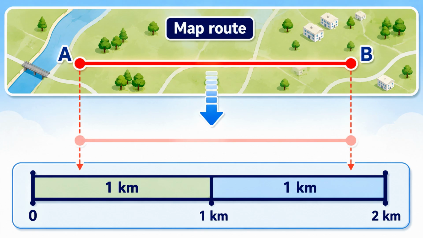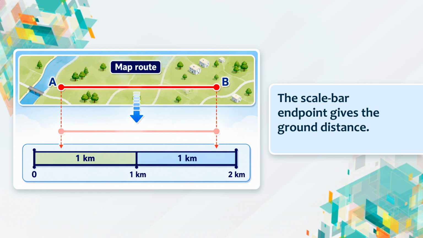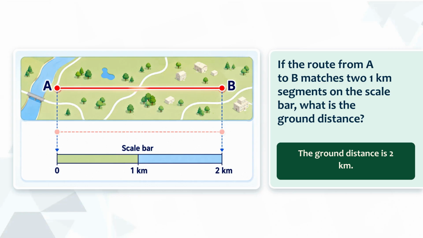Compare the route with its marked sections first, then read the ground value at the matching endpoint. Two equal 1 kilometer sections give 2 kilometers. Watch where the matched line ends. The scale bar endpoint gives the ground distance. Read the value only after the map route has been aligned with the bar. Use the two equal sections as your clue.